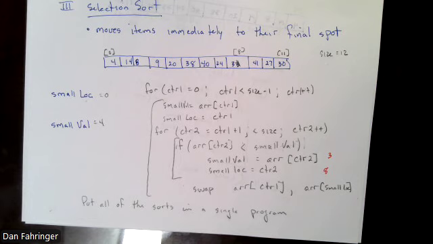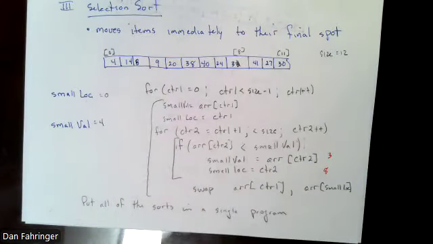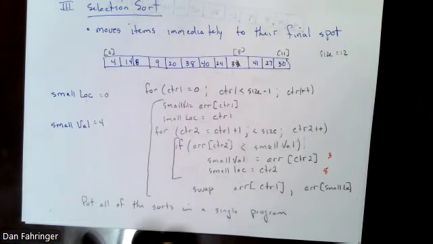What's it say at the bottom? Put all of the sorts in a single program. You got 3 of them. I would recommend you make them functions. I'm going to put you in groups. After you put the 3 of these in functions and get them to work, create an array, fill it with random numbers, try a sort. Block this one out, try another sort. You don't have to have all 3 of them working at the same time. Get this working, great, document it out. Get another one, put all 3 of them in there.